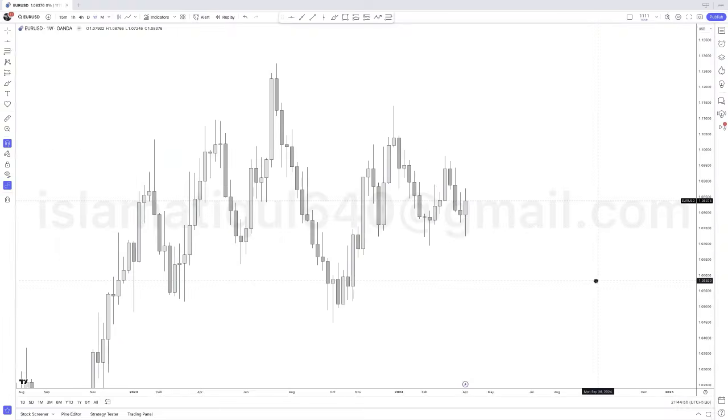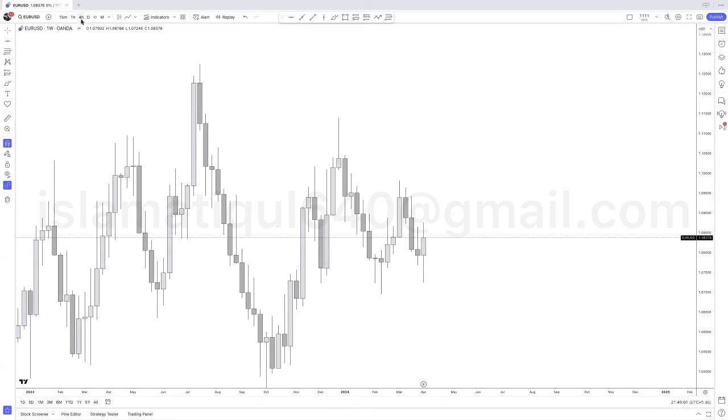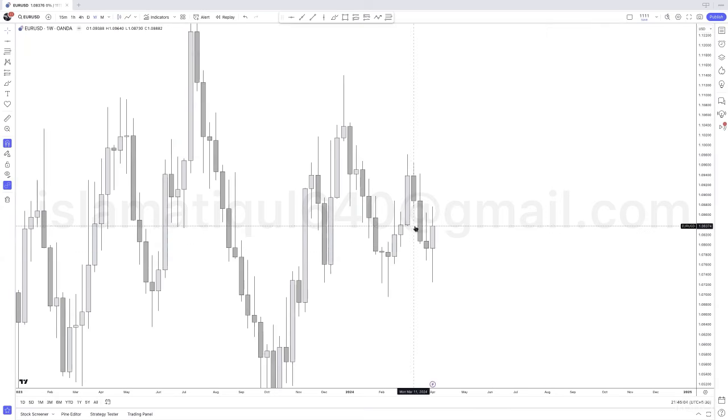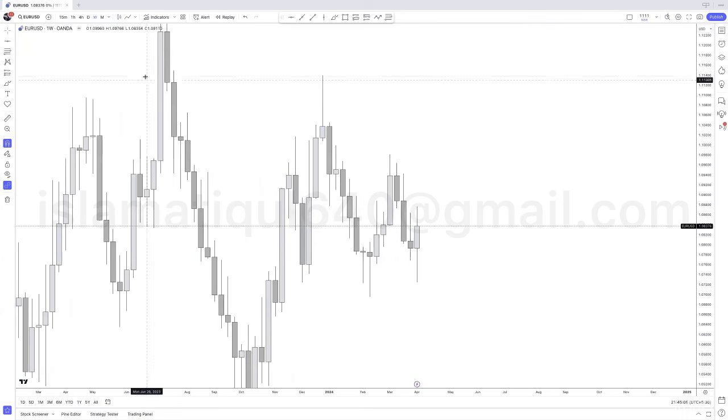Let's check that out as well. Okay, so looking at the weekly time frame, because we haven't done a weekly forecast session in a while, let's see what we could expect. First of all, let's start on the weekly time frame. It looks like the weekly time frame is clearly bullish, right?